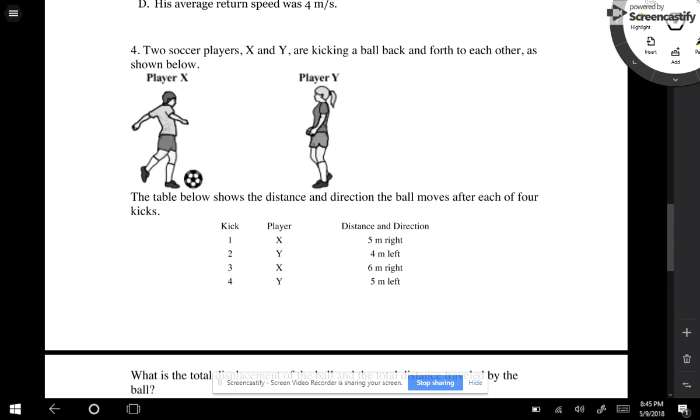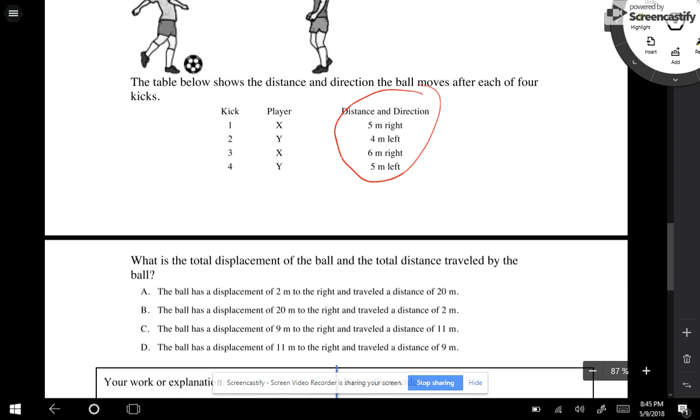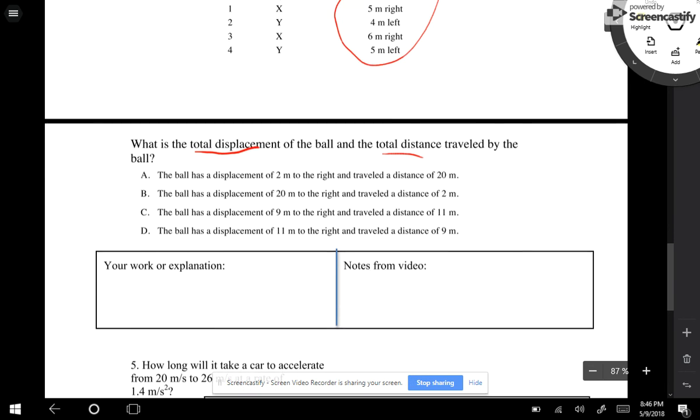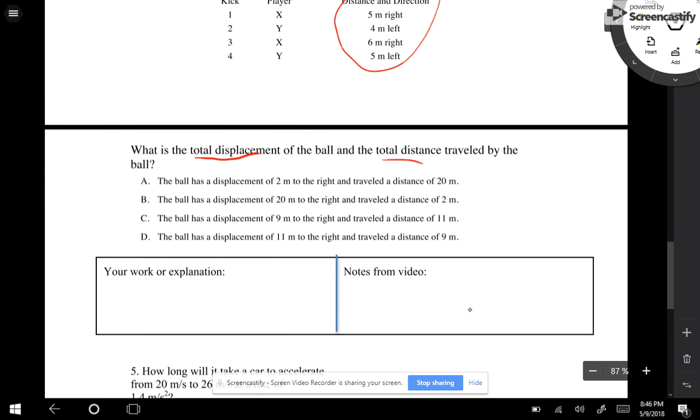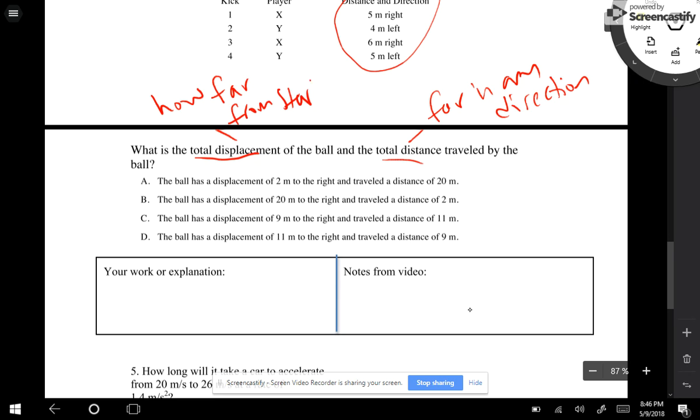All right, so now what we're going to look at is the soccer players. They're kicking the ball back and forth, player X, player Y, some interesting names there. And it shows you how far they kick, distance and direction right here. Basically you've got to find the total displacement and total distance. The thing to remember is distance is how far in any direction, whereas displacement is how far out of place, which means how far from the start. So there's a difference: how far from where you started versus how far in total.